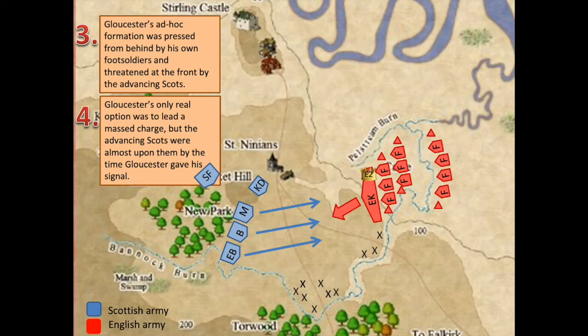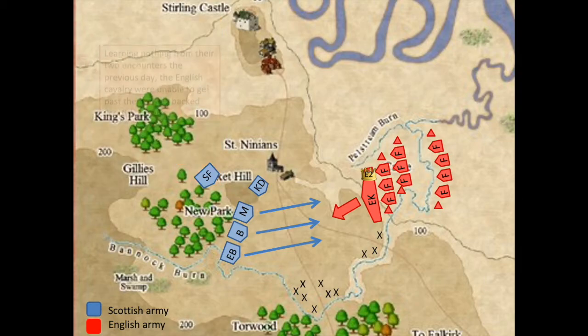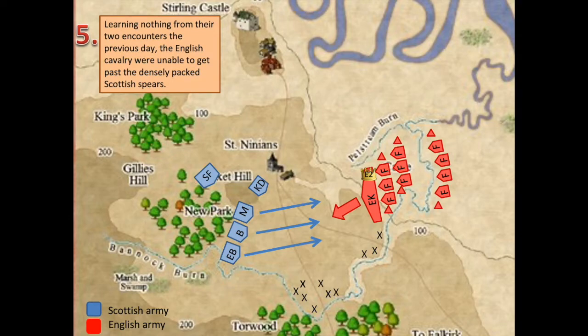It's Ninians as well, a second English cavalry force under Clifford that had tried to charge past Sir Philip Mowbray's infantry Shiltram, had likewise been held and had been unable to penetrate the spears. The English knights are trying to do exactly the same thing on day two. So learning nothing from the two previous encounters the previous day, the English cavalry were unable to get past the densely packed Scottish spears. They are brought to a standstill.